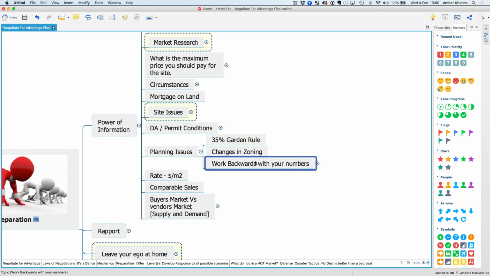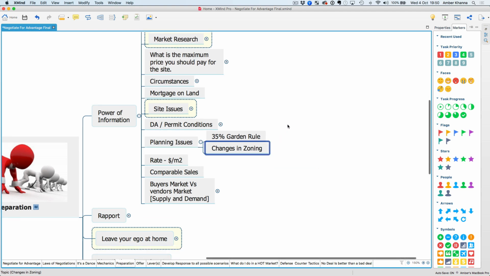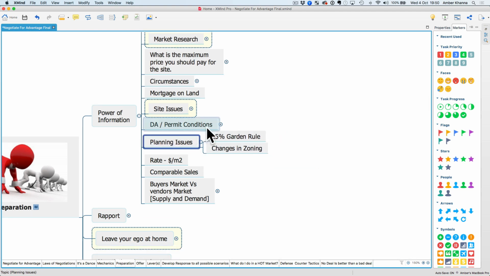The council might ask you to increase the setback on the first floor. Based on your design, that could mean loss of 1 bedroom. So suddenly what you were doing your numbers on, a 3-bedroom townhouse or a 3-bedroom apartment, is now a 2-bedder. If it's a 2-bedder, that means you're going to get less for it. So all these things will start impacting the price.